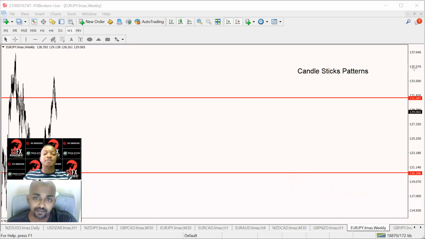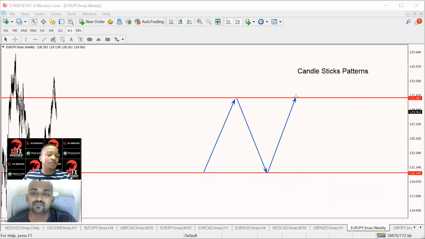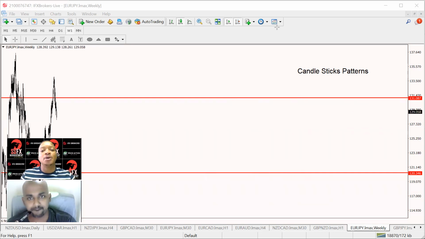It means if the market was going up and you see an engulfing candle here, it's going to change direction and go down. If it was going down and you see an engulfing candle here, it's going to change direction and go up. That engulfing candle looks like this. Bulls will be pushing price up like that.